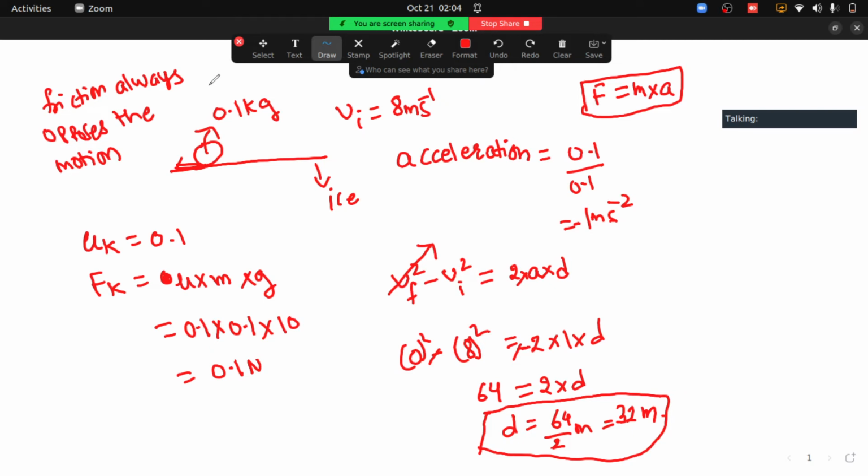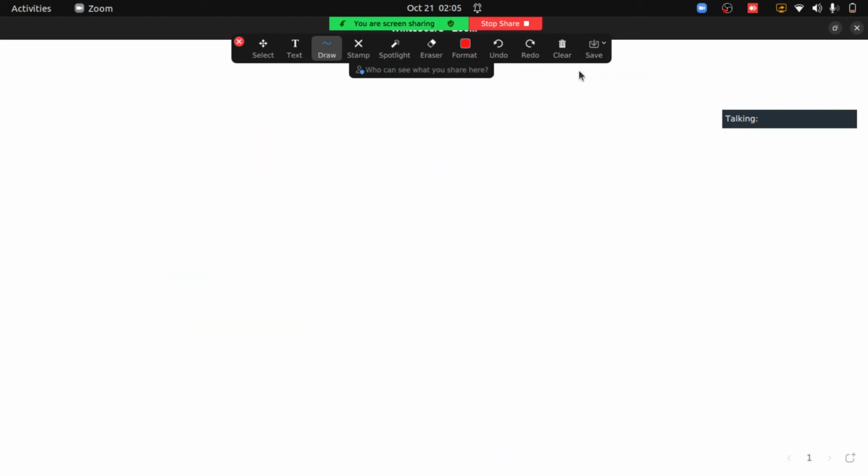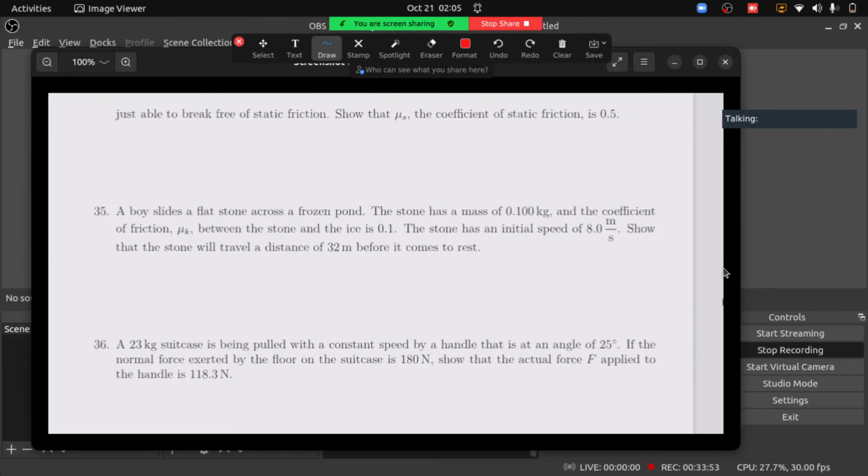Okay. Thank you. Now let's move on to the next one. The next one is number 36, and it says a 23-kilogram suitcase is being pulled at constant speed by a handle that is at an angle at 25 degrees. The normal force exerted by the floor on the suitcase is 180 newtons. Show the actual force F applied to the handle is 118.3 newtons.